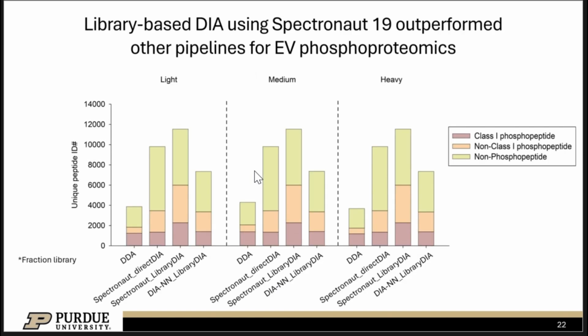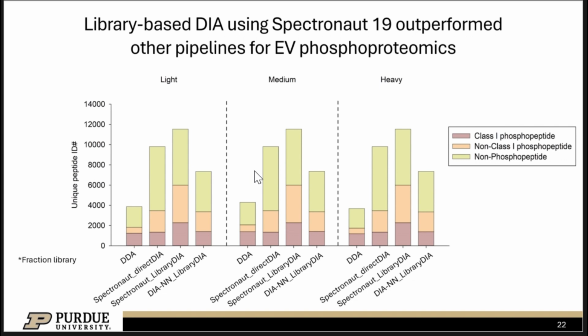We also do the phosphoproteomics using these different pipelines, and we are still collecting the data. So this is preliminary data for now, but we can clearly see that the library DIA and also other DIA methods can provide more class 1 phosphopeptides compared to the normal DDA method. And furthermore, with the library, it increased the ID by about 1,000 class 1 phosphopeptides identified.